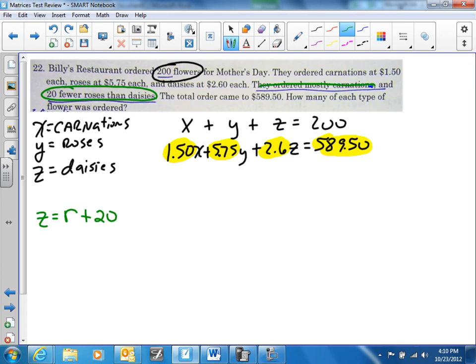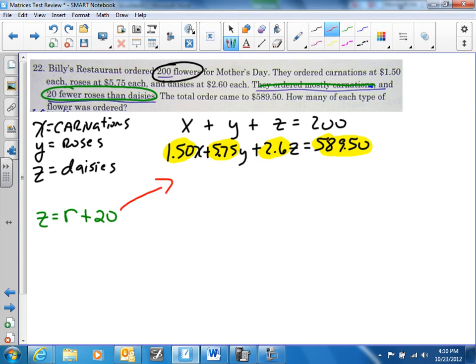And if you want to double check that, if you just want to put like 40 here, that means I would have 60 daisies, which is 20 more than roses. Okay? So it's just a good way to check. Now, I can't put this equation here. I can't put that here.